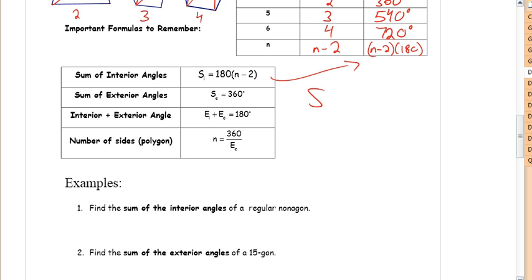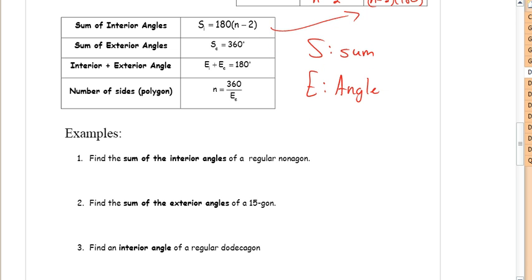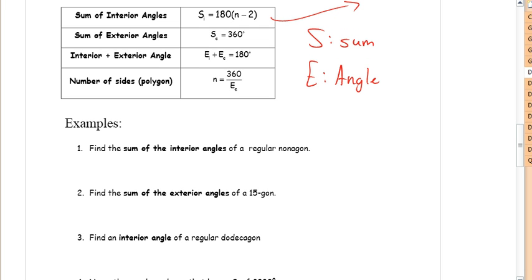Big S just means sum. E means angle. Okay? And then interior, exterior is the little i, little e. Okay, so make sure you know which is which and how you use them. Because even if you know the formulas, you still have to be able to use them. So we're going to look at some examples here and make sure we know how to do these.